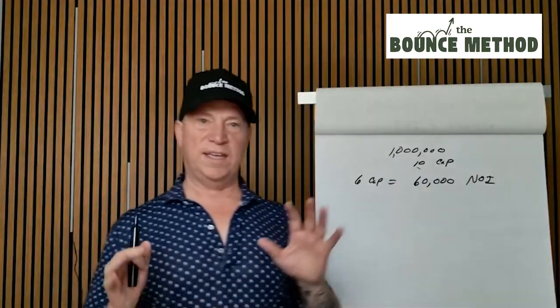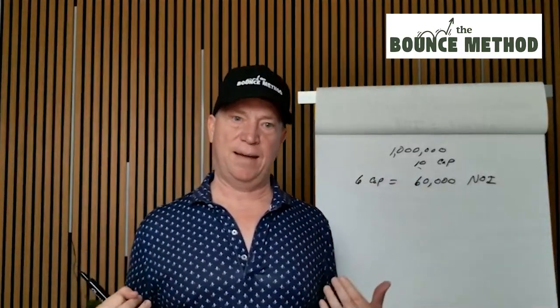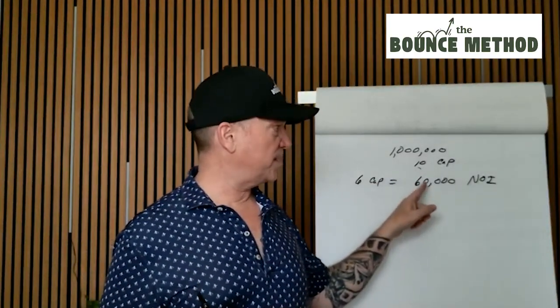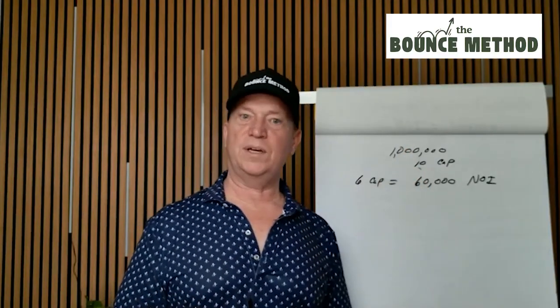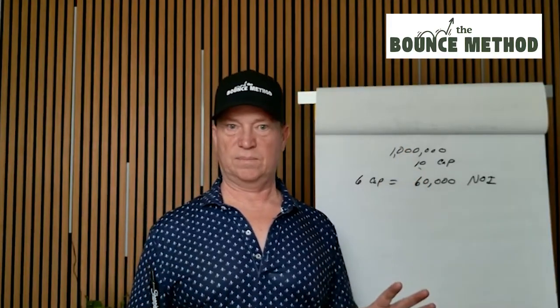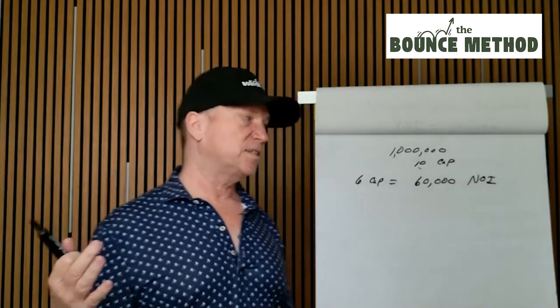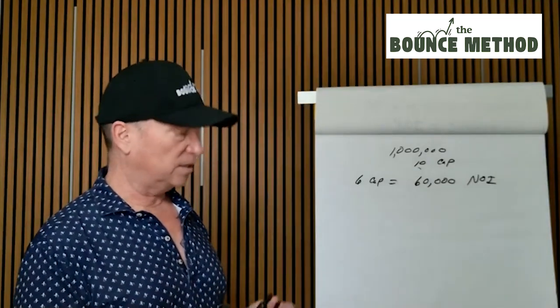Now, keeping it in the world of a 6 cap, we said a $60,000 net operating income at a 6 cap is going to take us to a $1 million purchase price. All right, now let's go a little further with this.